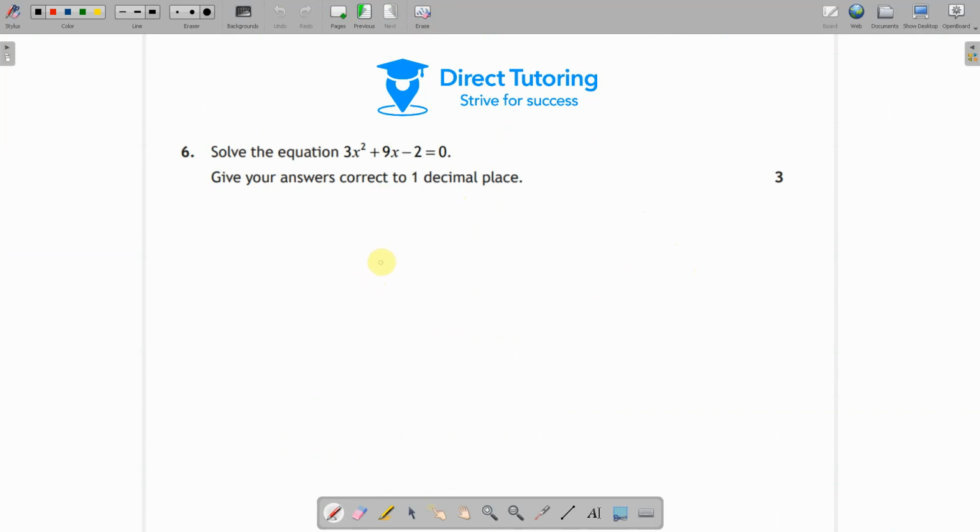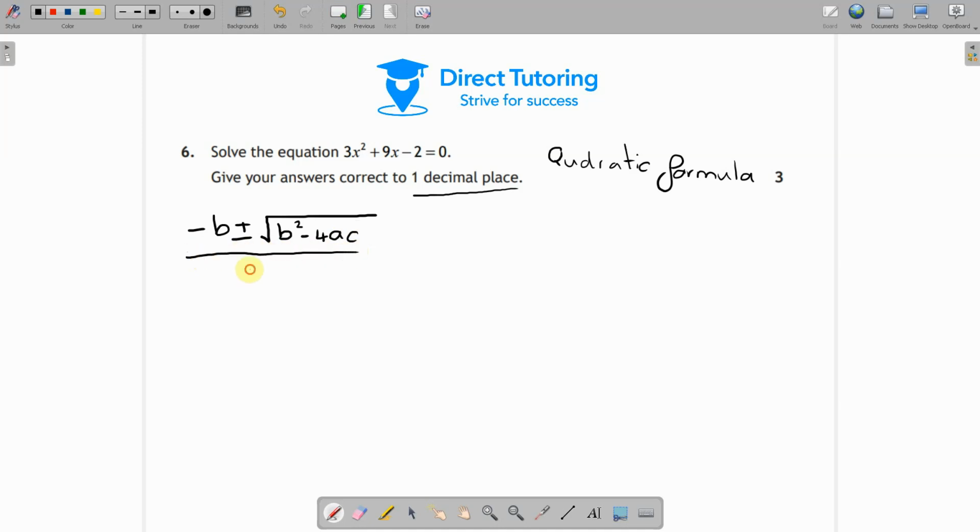Now, question number 6 is a trinomial. However, the clue in this question is give your answer correct to 1 decimal place. Now, that will give you a hint as to what method you can use, because you can do this by factorization, but you can also use the quadratic formula. Now, if it talks about 1 decimal place, it must mean use the quadratic formula. Now, thankfully, they give you this in the exam, so you don't have to remember it. But the equation is minus b plus or minus the square root of b squared minus 4ac, over 2a.